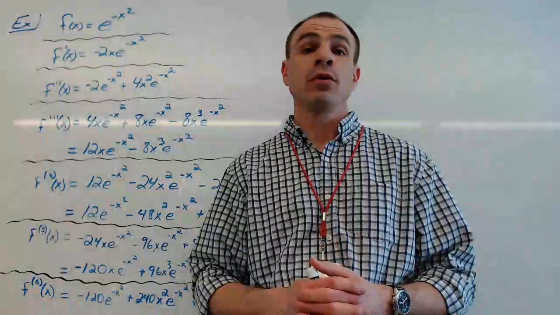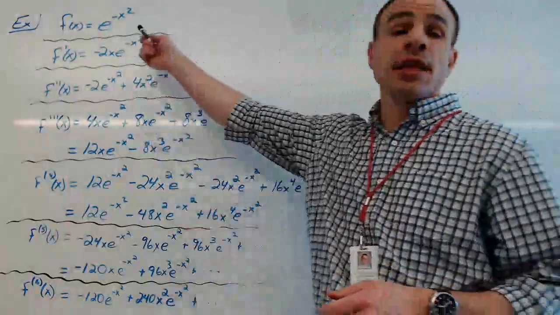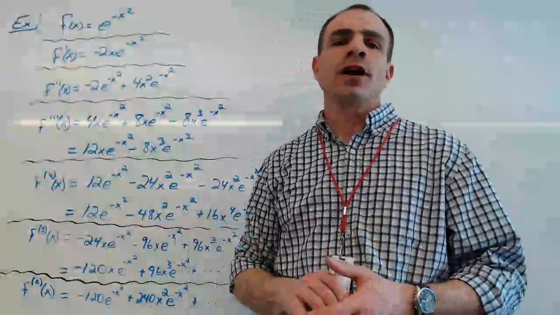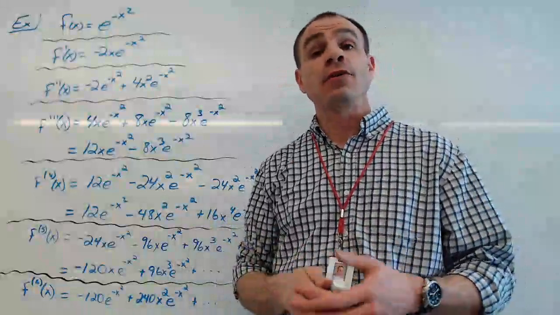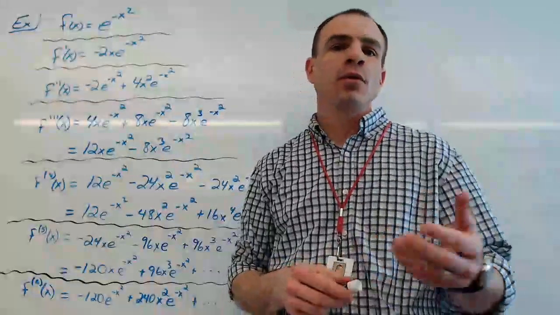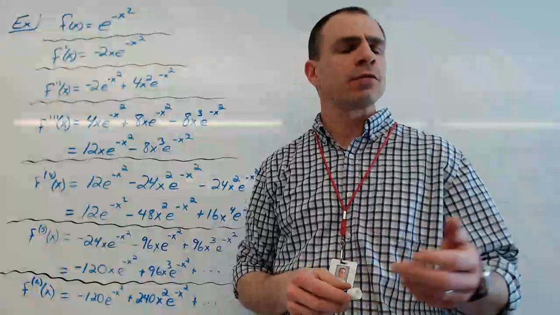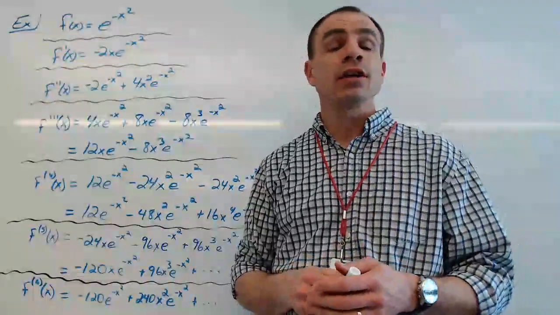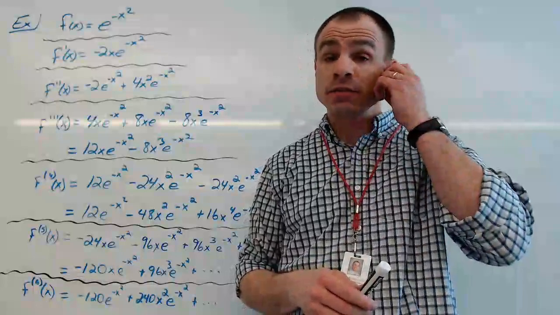With the next example, we now have the function e to the opposite of x squared, and we're asked to find the Maclaurin series for that, which means it's centered at x equals 0. And we're looking to have the first, was it 4 terms, as well as the general term of the series. So let's see if we can figure that out.